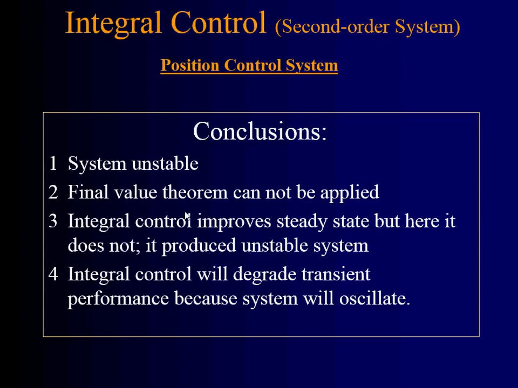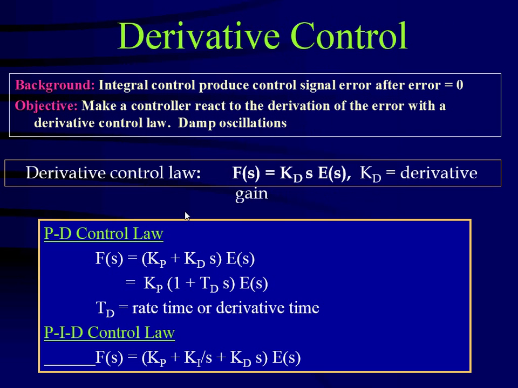Also, it slows down the system, corrects the error, but it will degrade the transient response. So it means the system is not going to react very quickly. In fact, it becomes slower and oscillates. So it doesn't reach a steady state in one scoop like proportional control, but this would oscillate. Okay, let's go to the next type of control, derivative control.